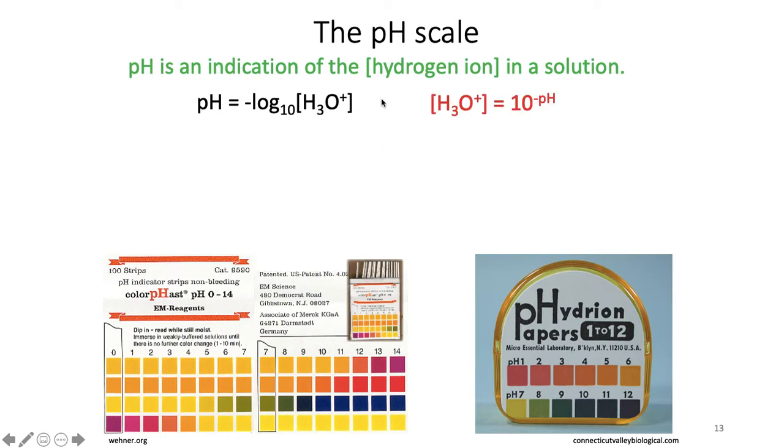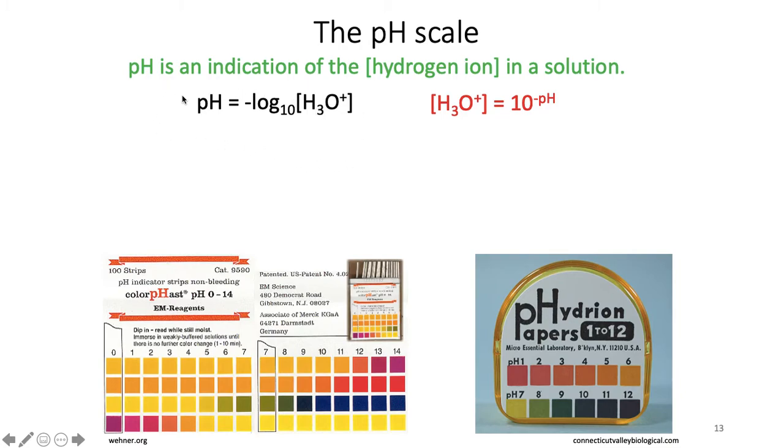These are the two most important equations that you will need for this chapter. You need to memorize both of these. Now, you can have pH or pOH. You can have H3O plus here and pH, or you can have OH minus and pOH here. It doesn't matter, but this is the basic form of these equations. The pH is equal to the minus log of the H3O plus concentration.